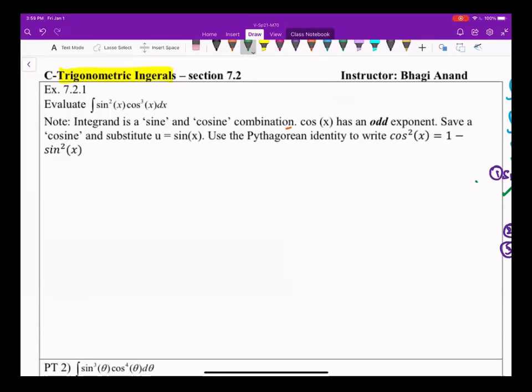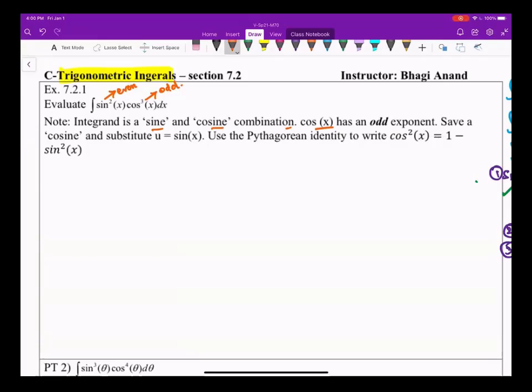Now, for this problem, we are going to first evaluate the integral of sine squared times cosine cube x dx. So it's a sine cosine combination. Now, take a look at the exponent of sine and the exponent of cosine, and decide which one is even, which one is odd. Here, the sine exponent is even, cosine exponent is odd. The integrand is a sine and cosine combination. Cosine x has an odd exponent.